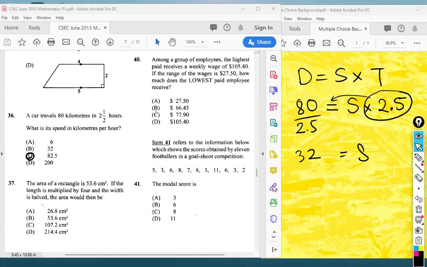Anybody confused by number 37? This is a question I like. It comes all the time, and it's a brain teaser. Oh, sorry. I'm getting tired. It's just like everybody here, everyone's tired. Oh, it's B.